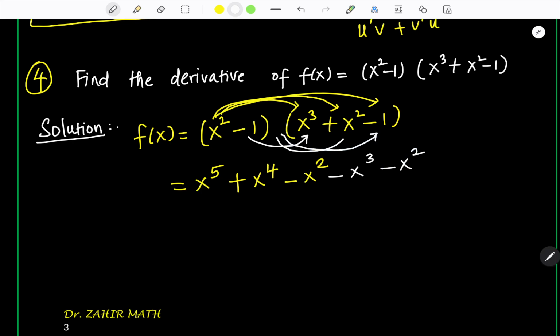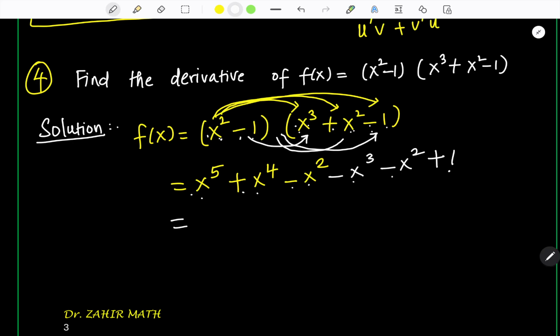Slowly multiply, minus, plus 1. Okay, again I'll start. x square, x cube, x power 5, x square, x power 4, 1, x square. Plus times plus is plus, plus times plus is plus, plus times minus is minus, minus 1 x cube, minus 1 x square, minus times minus is plus 1. Okay, right. Now if anything is the same, you just match it.